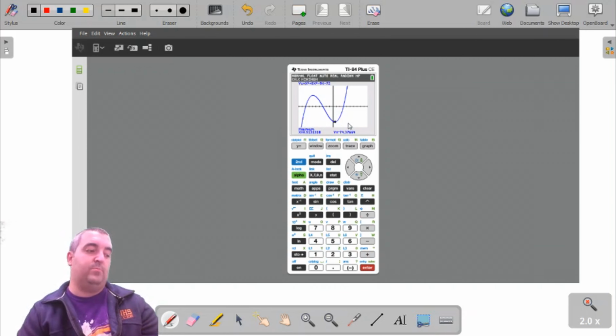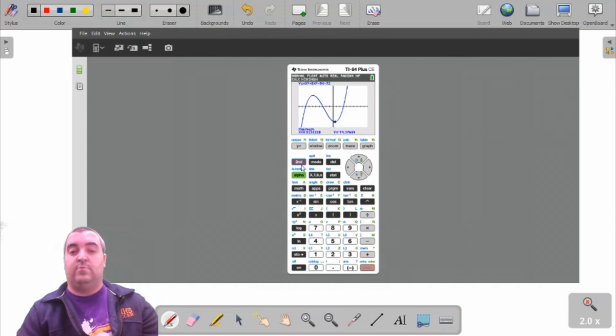Like I said, in word problems, a lot of times they will ask, like, what's the maximum capacity or what's the minimum capacity, any sort of thing like that. And we can easily find those with our calculator. Okay, and maximum's the same way.